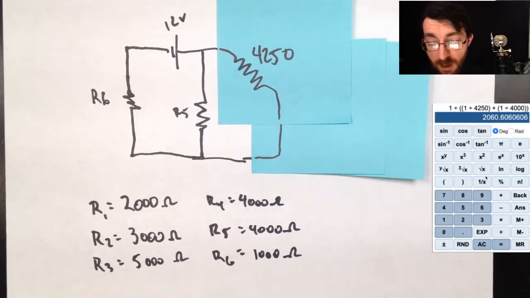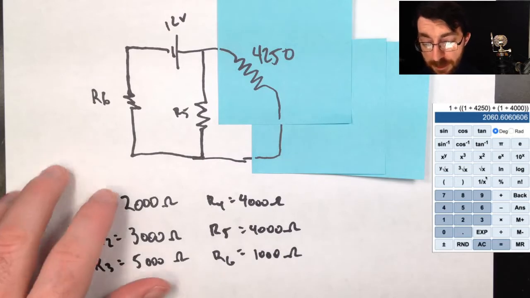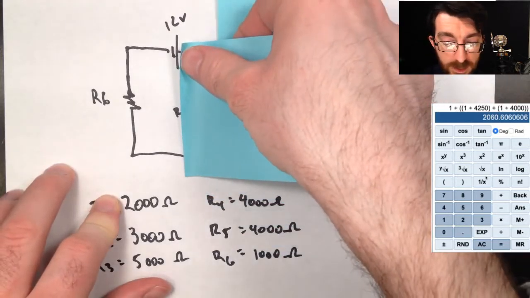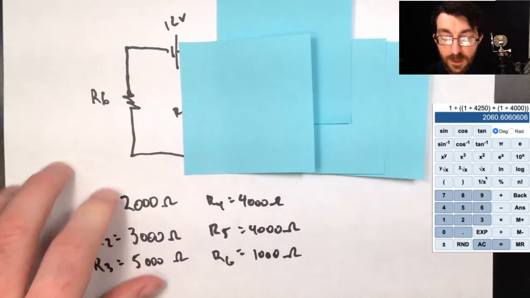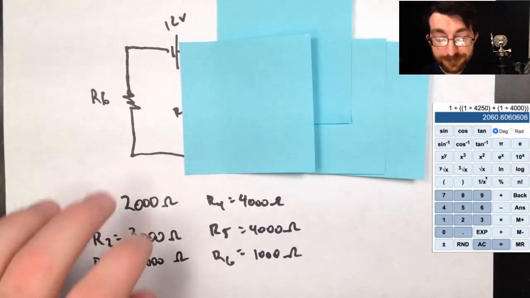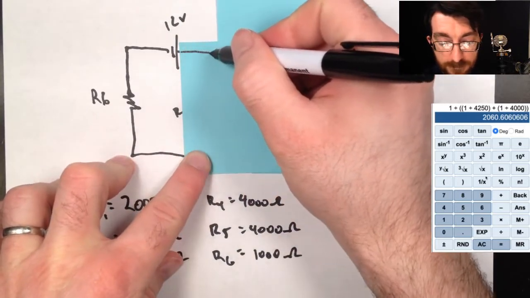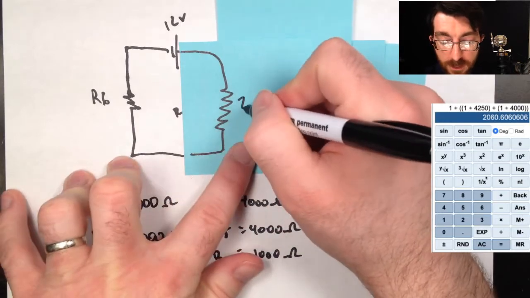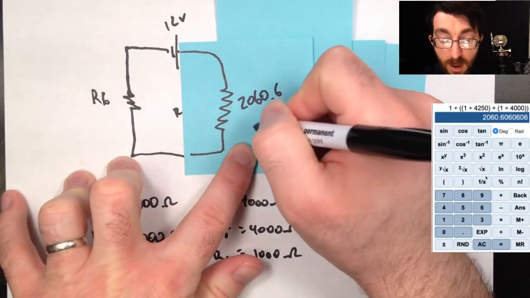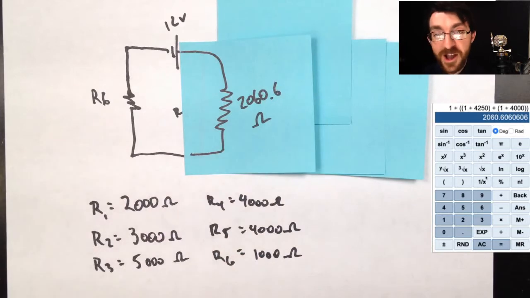Hey, our first non-whole number, 2,060.6. I feel like we should get a prize or something because we finally have something that's not a whole number. So 2,060.6 is just this whole thing. 2,060.6. That looks really boring now, doesn't it? And you're like, no, actually, it looks nice and safe. I agree. 2,060.6 is the equivalent resistance of that whole side.